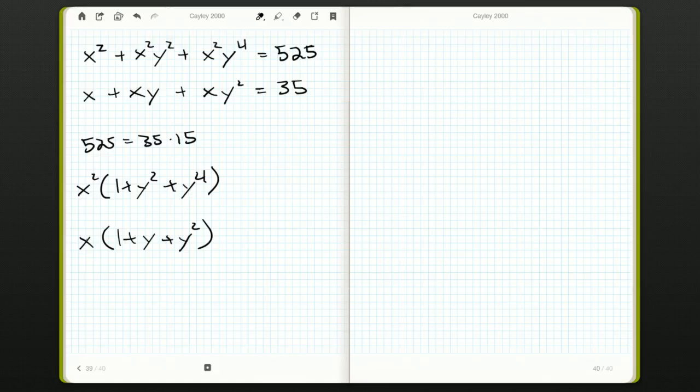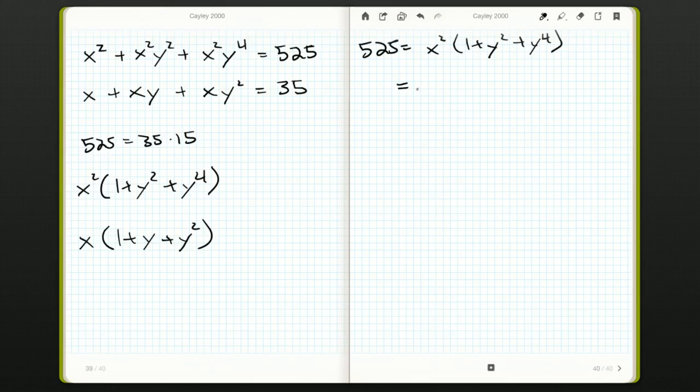But we could write the top one as, let's see if we can do this deduction. 525 is x squared times 1 plus y squared plus y to the fourth. Okay, so we can take out the x squared, and we're left with 1 plus y squared plus y to the fourth. So can I get out of this 1 plus y squared plus y to the fourth a factor of 1 plus y plus y squared?